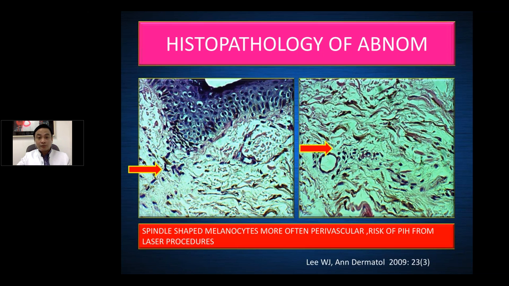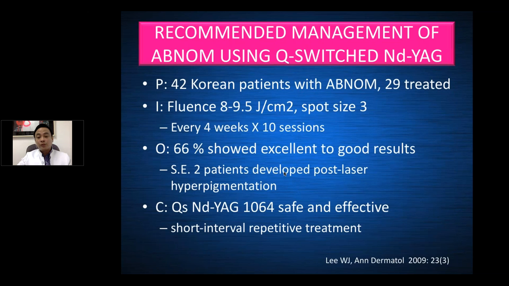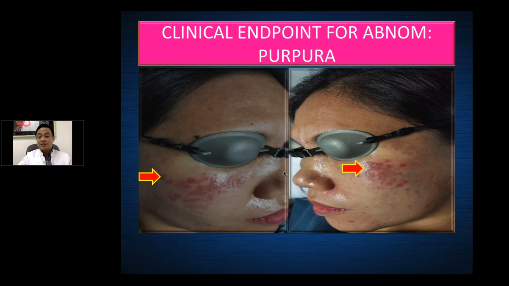So this is just one study by Dr. Lee involving 42 Korean patients with abnum. He used the following parameters: fluence of 8 to 9.5 joules per centimeter squared, spot size of 3 millimeters, every 4 weeks, monthly, for 10 sessions. And the outcome of the study is that 66% showed excellent to good results. However, two patients developed post-laser hyperpigmentation, which was a side effect. So the conclusion of the study is that Q-switched nanosecond Nd:YAG is safe and effective in short interval or repetitive treatments. So the clinical endpoint for abdomen is similar to nevus of Ota or acquired nevus of Ota, which is purpura.